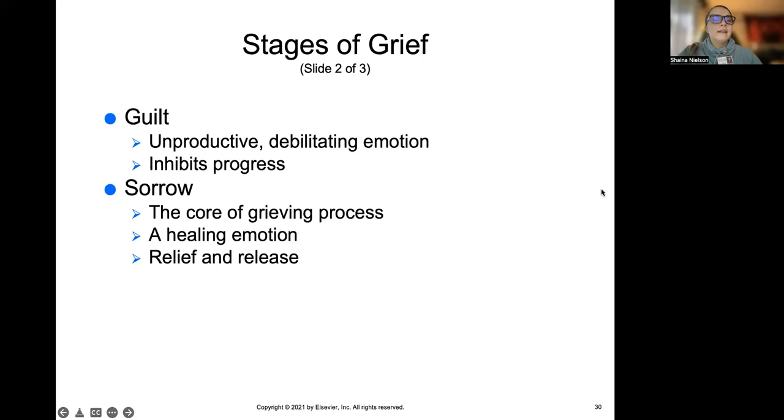And then at the end of the grieving process, we're going to see sorrow. And this is the core of the grieving process, really that big healing emotion. This is where the relief and release happen through the stages of grief. So coming to terms with what has happened, and trying to move forward with that, knowing it's going to be okay, and not holding that guilt anymore, really letting go. Not letting go of that patient's life as if they didn't mean anything, but really just healing from it: release, relief, and healing.